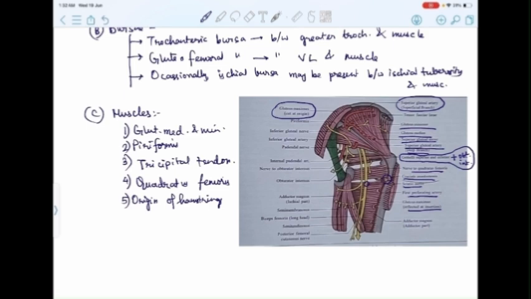This is in adductor magnus. Okay. This is the origin, hamstring origin. So you can see semimembranosus, biceps femoris long head, semitendinosus.